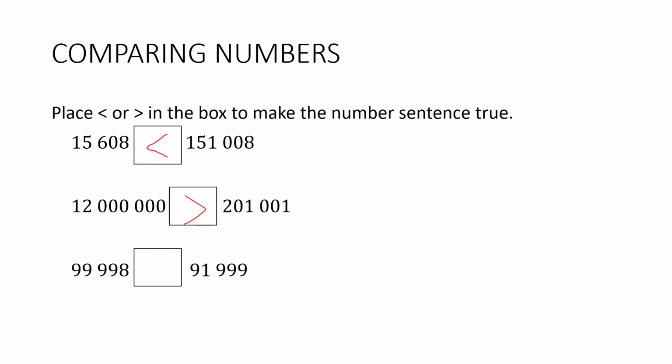And then finally, this one's a bit trickier. Can you tell which one is bigger? It's this one, isn't it? We've got 99,000 here as opposed to 91,000. So again, we want it open like that.